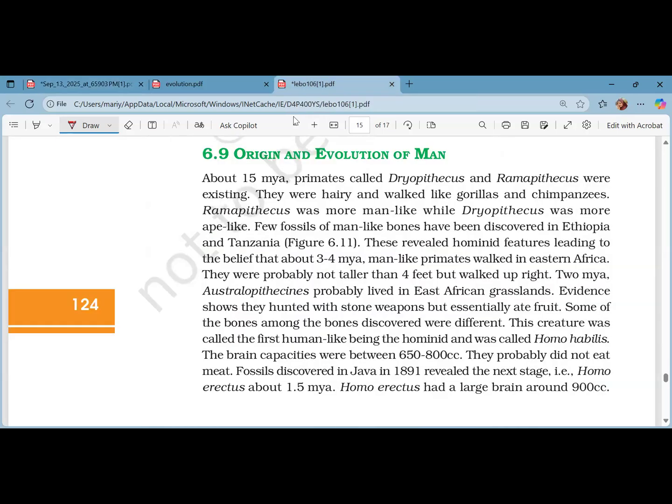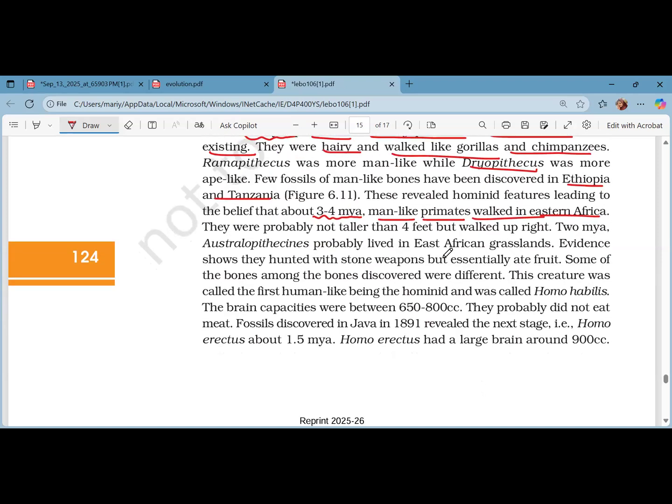About 15 million years ago, primates called Dryopithecus and Ramapithecus were existing. They were hairy, they walked like gorillas and chimpanzees. Ramapithecus was more man-like, whereas Dryopithecus was ape-like. Few fossils of man-like bones have been discovered in Ethiopia and Tanzania. These revealed hominid features, leading to the belief that 3 to 4 million years ago, man-like primates walked in Eastern Africa. They were not taller than 4 feet, but they used to walk upright.